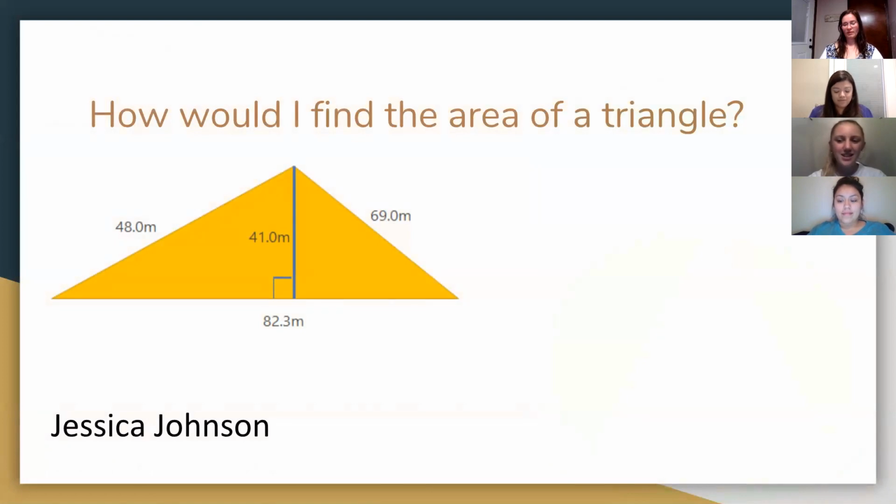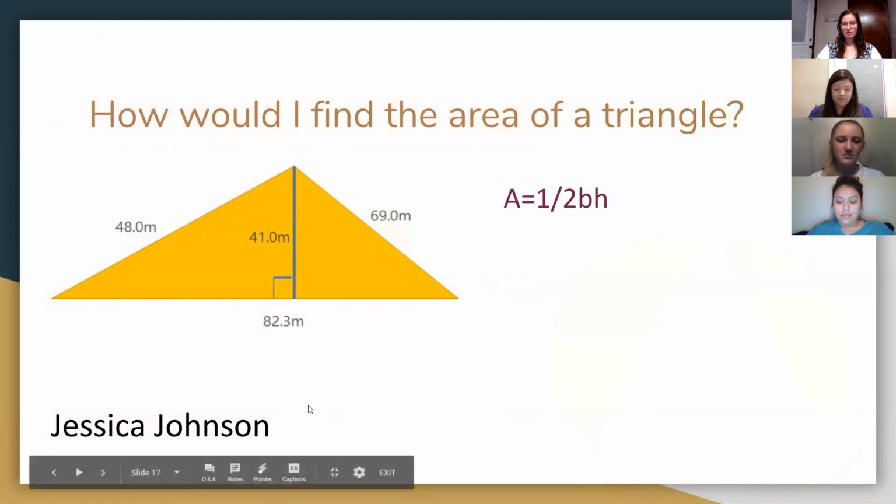Jessica, how would I find the area of a triangle? Claudia, that is such a great question. When we are finding the area of a triangle, we use the formula of area equals 1/2 times base times height. Now, where is the base and the height in this triangle? Good question, Jasmine. The base is 82.3 meters. And the altitude is 41.0 meters.